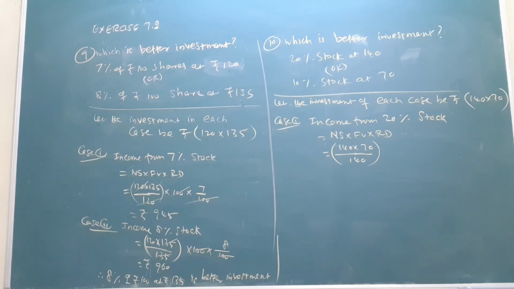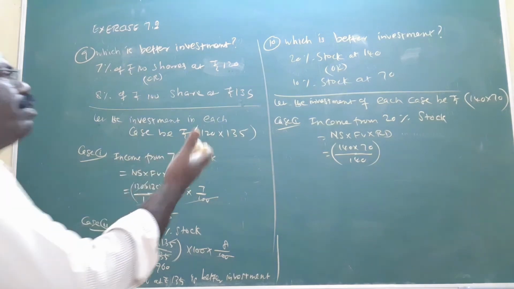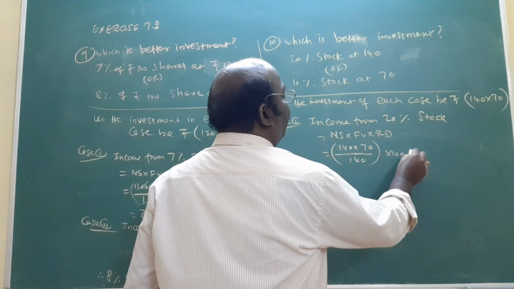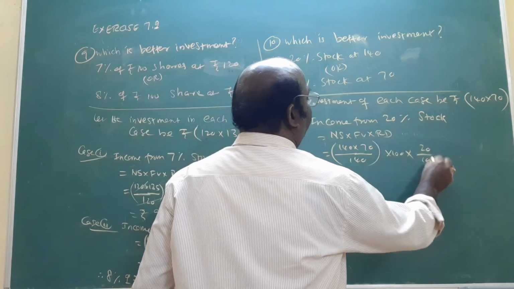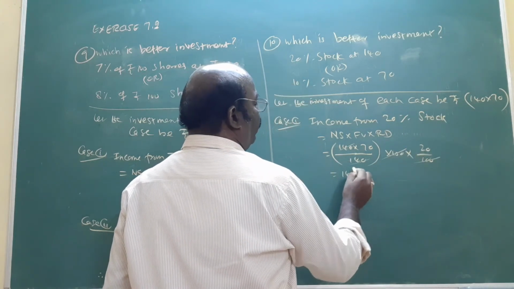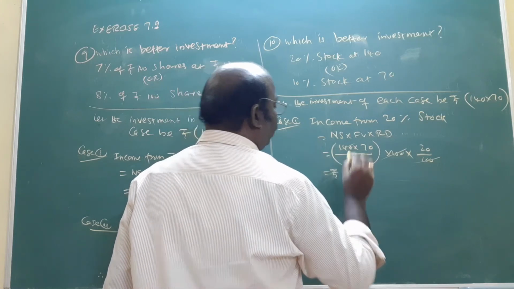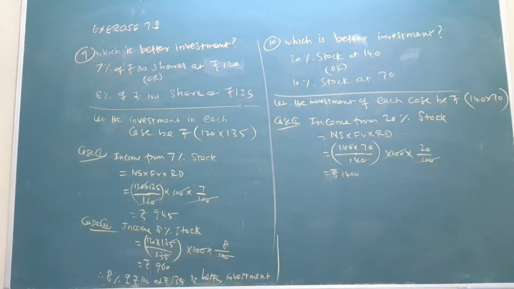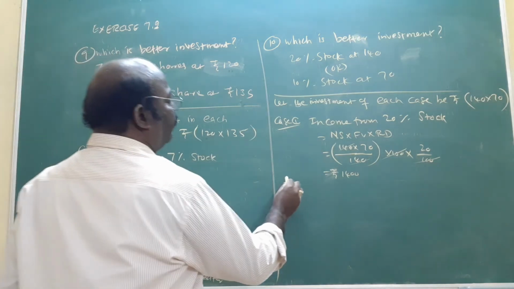Into next is what? Face value: 140 cancels. Then the face value is not given, that is understood, 100. Rate is 20%, 20 by 100. 140 cancels. We get 1400. Am I right? This is the answer. Now, when face value is not given, face value is 100. That is understood. First answer 1400.